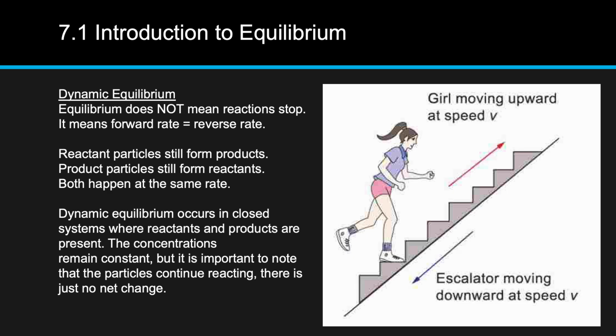A great way to imagine this is using the image provided on the right here. You can see that motion is occurring even though we don't have an overall change. The girl is staying in the exact same spot. However, she's moving up and the escalator is moving down. So it's a way to visualize dynamic equilibrium.